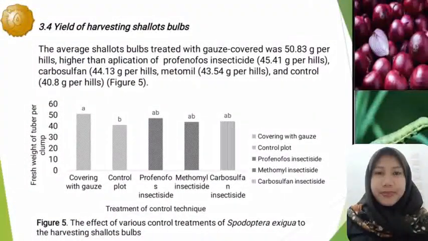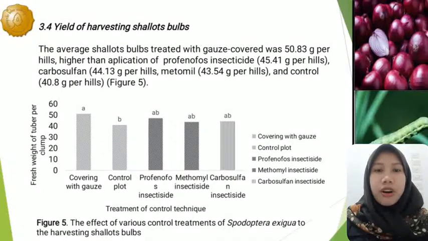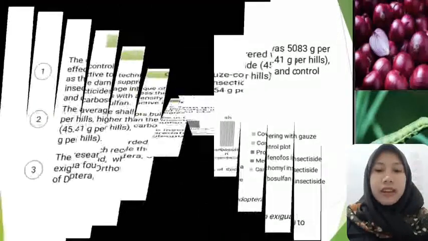3.4 Yield of harvested shallot bulbs. The study noted that there was a significant effect of control treatment on the weight of yield of harvested shallot bulbs. The average shallot bulbs treated with gauze cover was 50.83 grams per hill, higher than the application of profenofos insecticide, carbosulfan, metomil, and control.